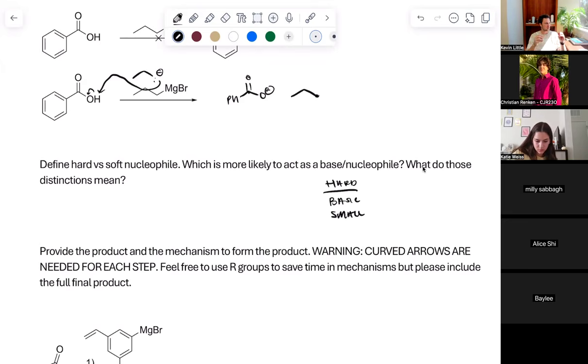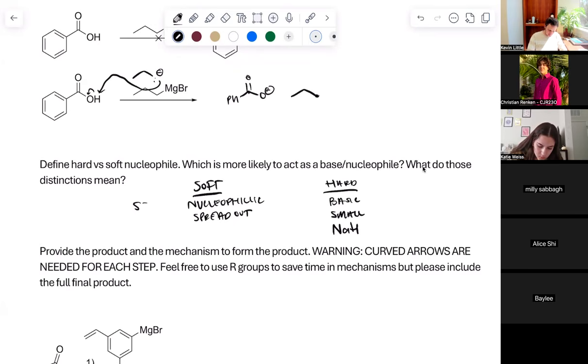It's this kind of idea that this charge is concentrated. Whereas soft nucleophiles are more nucleophilic. They're more likely to attack a carbon and less likely to attack hydrogen. So sodium hydride is hard. It's only going to really ever act as a base, where these are spread out charges.